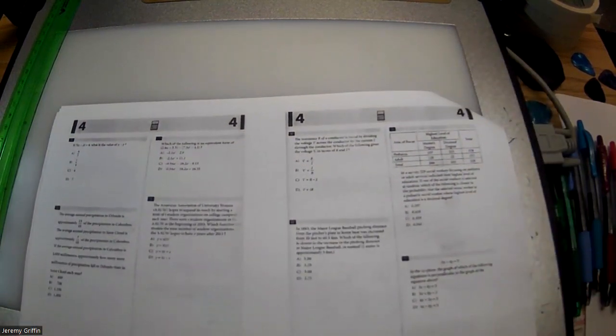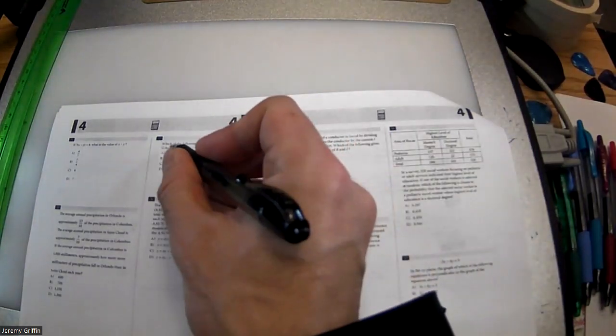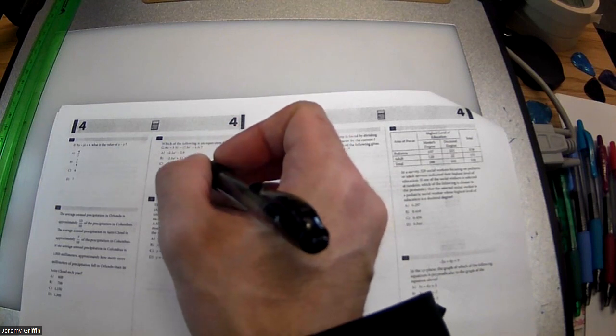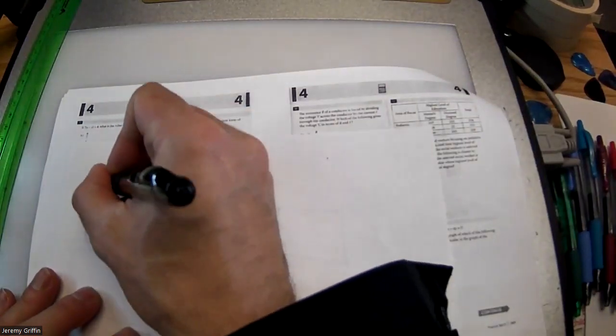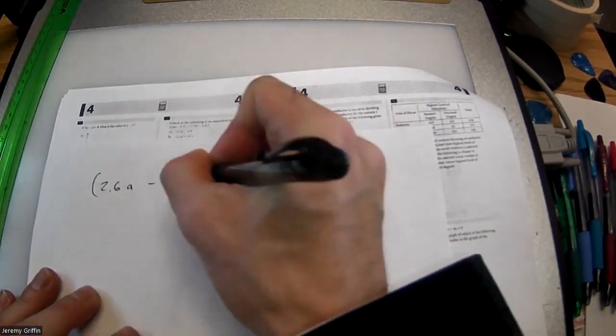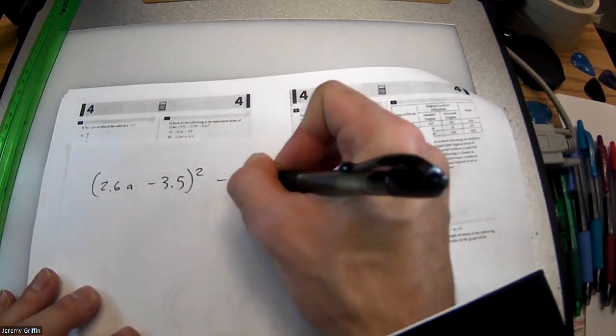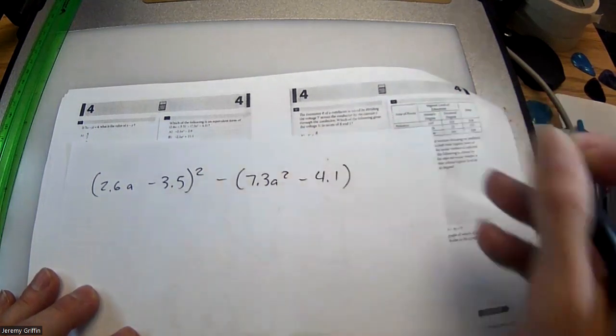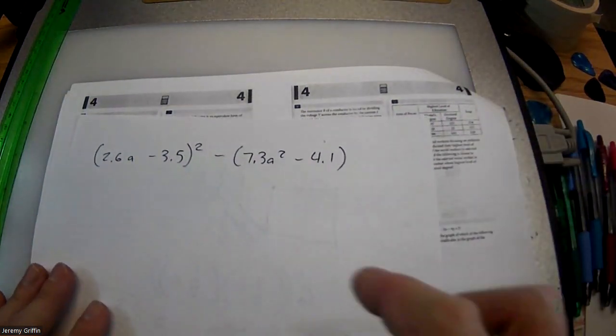Number 7. Which of the following is an equivalent form of, okay, this minus this squared minus that whole expression, and then a bunch of options. So I think this is just solve this out, order of operations, the whole deal. There's going to be a FOIL part. So 2.6a minus 3.5, quantity squared, minus 7.3a squared minus 4.1. Something like that, right? Okay.